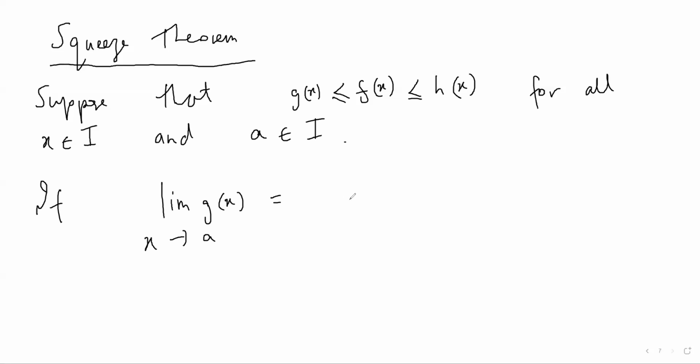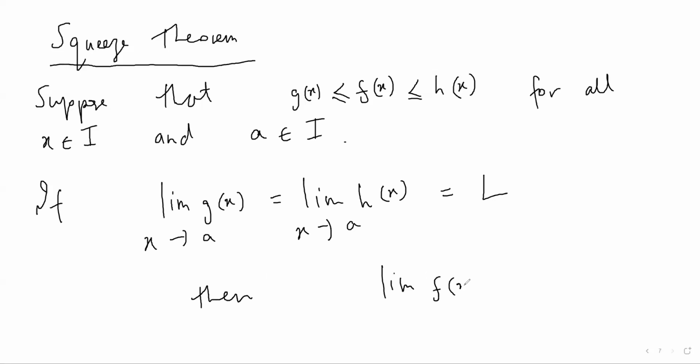All right, so now this is what we suppose. Suppose that f of x is between this g of x and h of x, first of all, for all numbers inside this interval I, and also suppose that a is also part of this interval I. Now I'm saying if the limit of g of x, the function to the left, when x approaches this number a, is equal to the limit of h of x when x approaches the same number a, and it's equal to another number, let's say L, then the limit of the function f of x, which is the function in between these two functions, when x approaches a, is also equal to L.